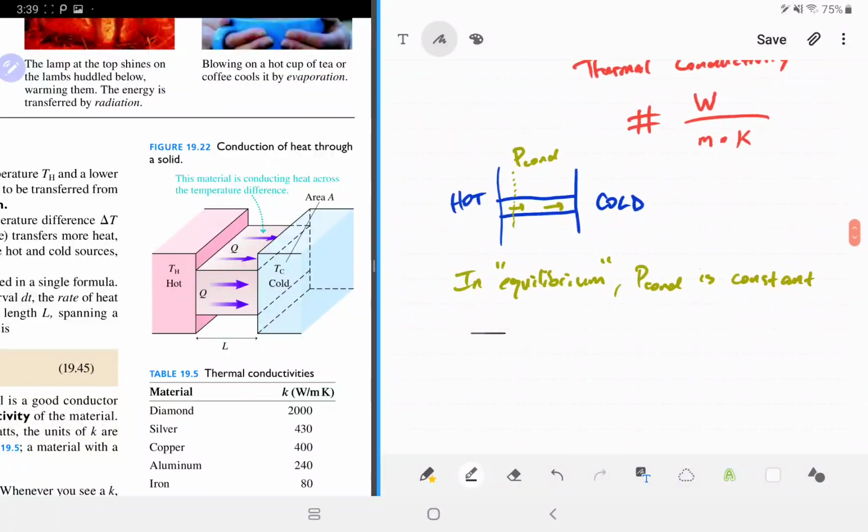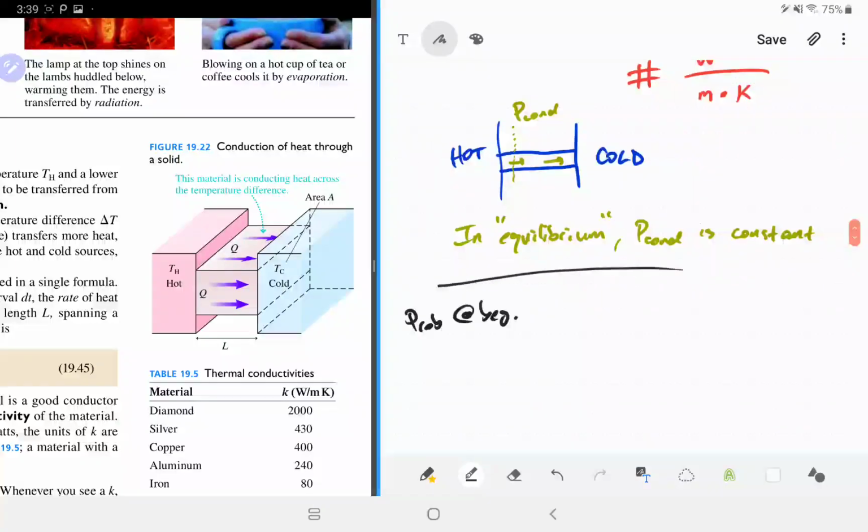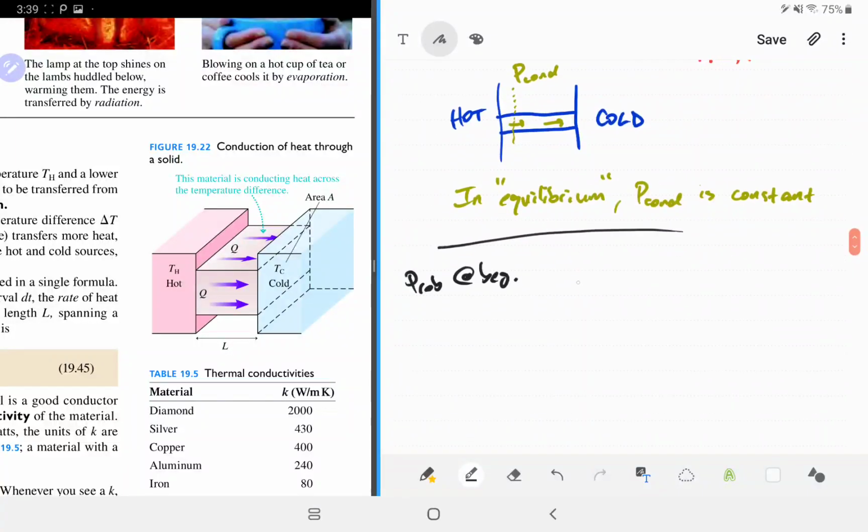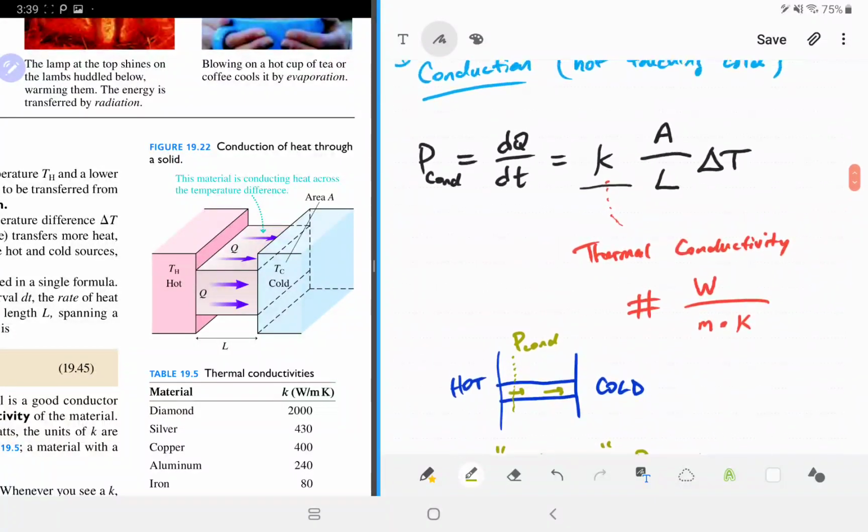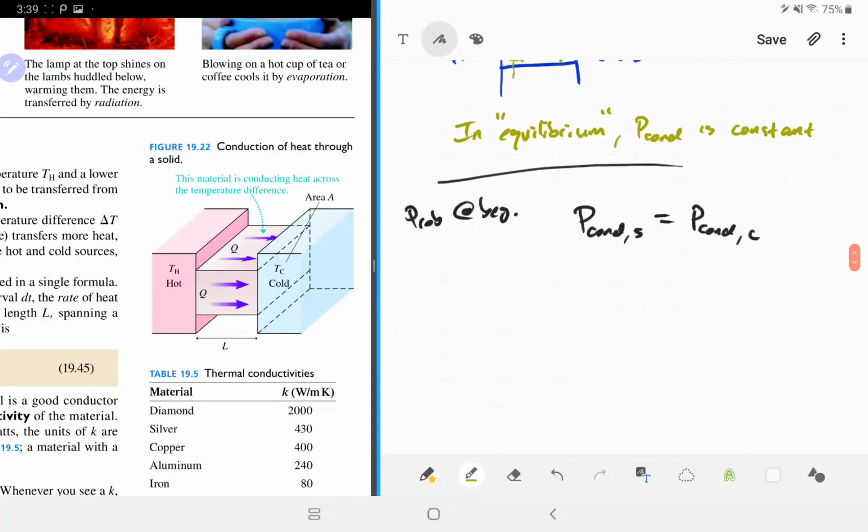Okay, so the problem at the beginning. So the rate at which heat is flowing through the steel is equal to the rate at which the heat is flowing through the copper. So I'll use S for steel and C for copper. Okay, so just according to our formula right here, K A over L delta T. This is K for steel, the cross-sectional area divided by the length of the steel, times delta T.